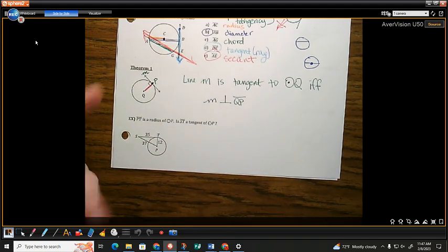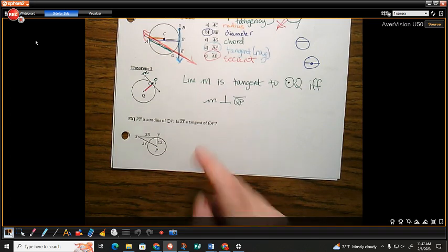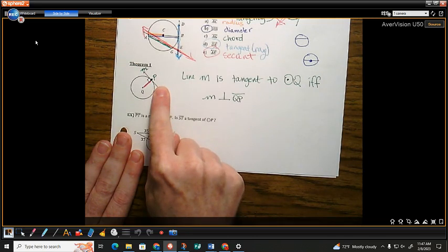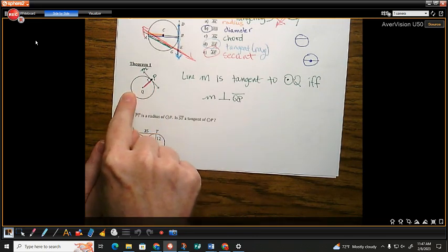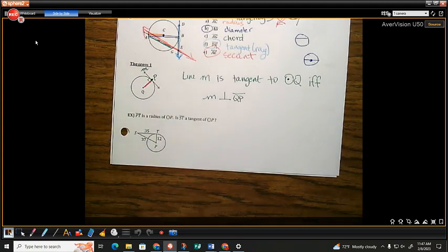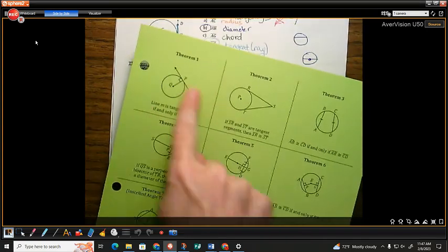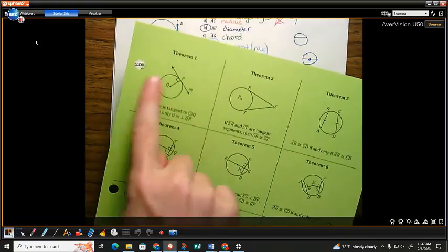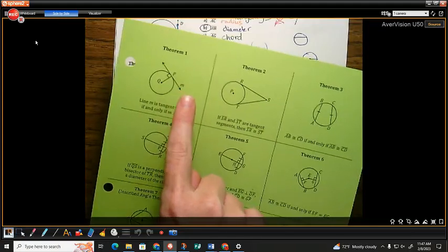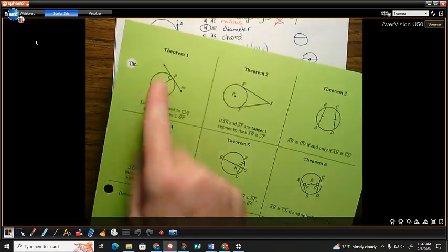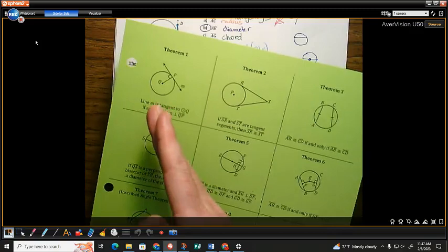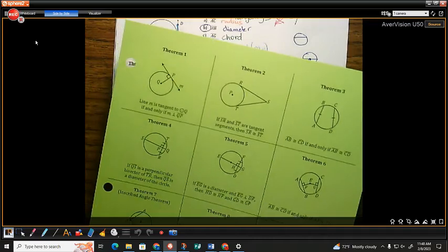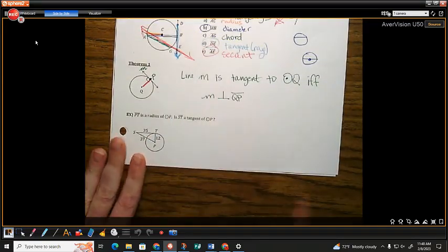So if it's perpendicular, this has to be a tangent. The other direction says if this is a tangent, it has to be perpendicular. This is all you get on the test, none of the explanation. So you have to know when you look at this that that's what it's telling you. If I see it's perpendicular, I can say it's a tangent line. If they tell me it's a tangent line, I can say it's perpendicular.